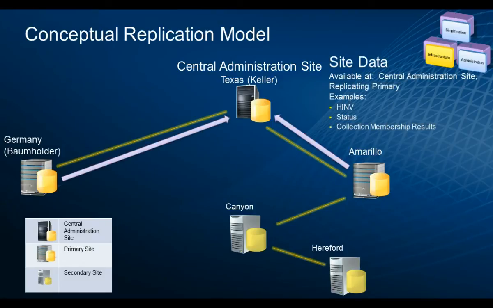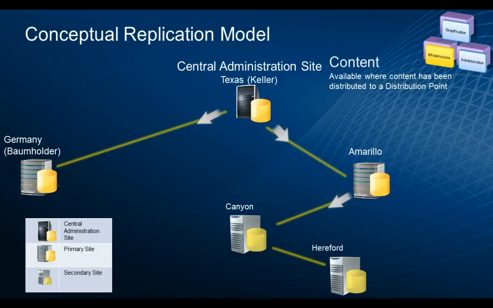Site data would be available at the CAS, replicating to the primary sites like inventory, status, and collection membership results. And that would move up from Germany to the CAS in Keller, as well as from Amarillo up to Keller. Content. Content is things like software packages, software updates, operating system images. This would flow downstream from the CAS through the primaries to the secondaries. And so this would be available where content has been distributed to a DP and would flow downstream.